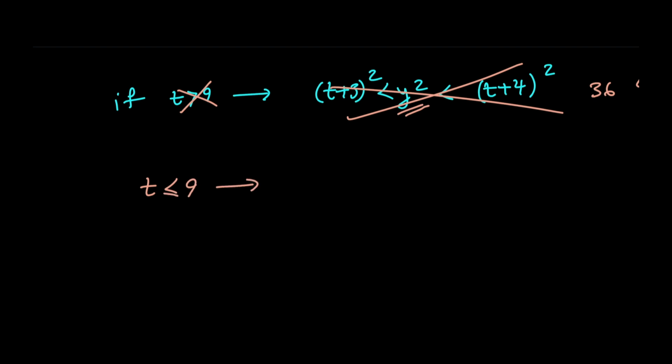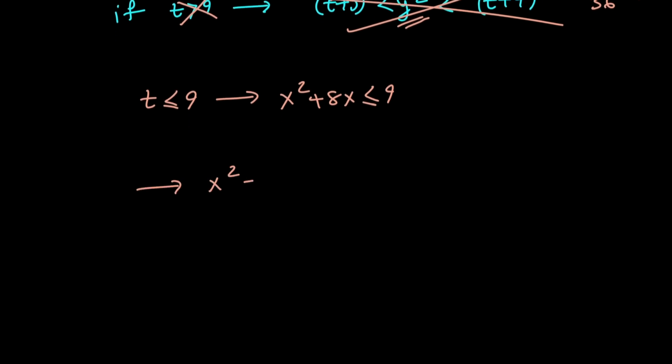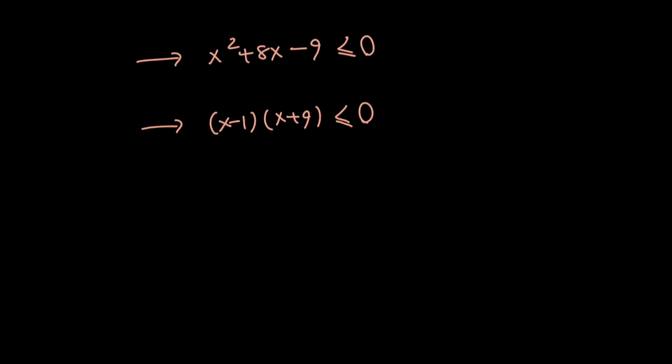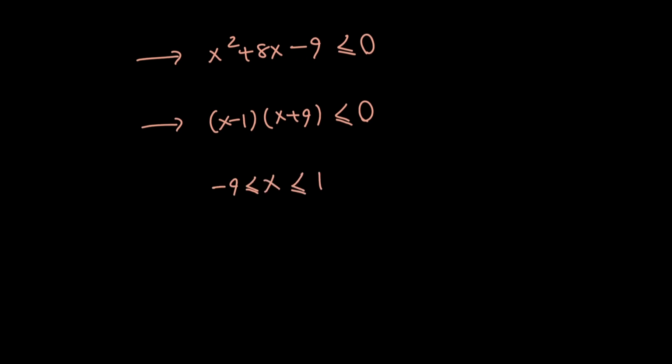But remember that t is x squared plus 8x, so x squared plus 8x is less than or equal to 9, which means that x squared plus 8x minus 9 is less than or equal to 0. Now we have a quadratic inequality. Let's factor the left-hand side. If you do that, we're going to have (x minus 1) times (x plus 9) is less than or equal to 0, which means that x lies between negative 9 and 1.